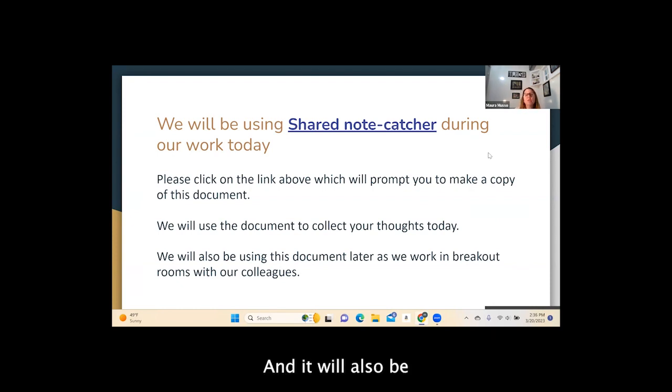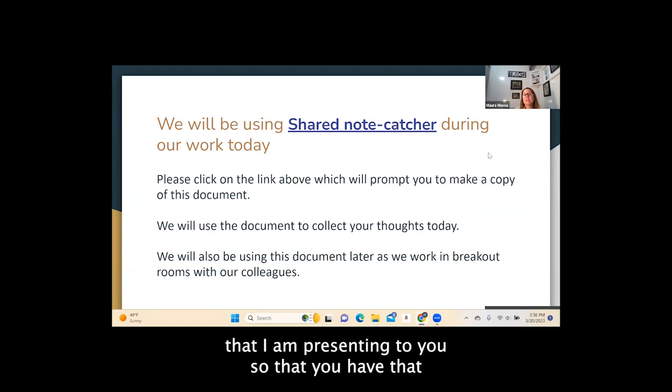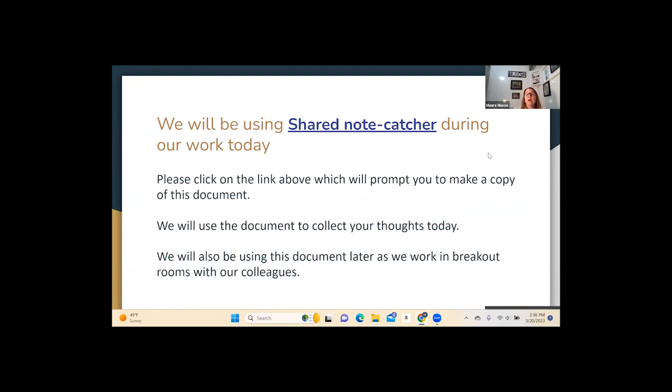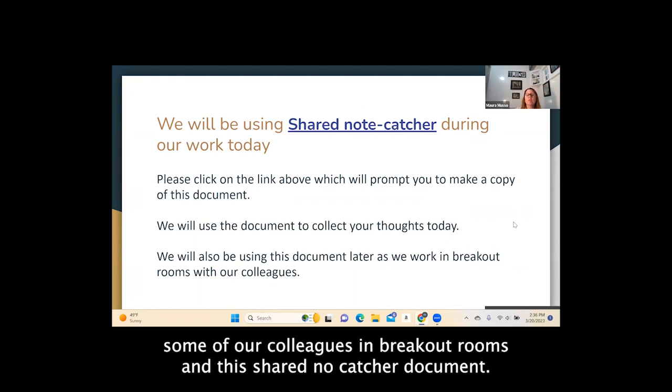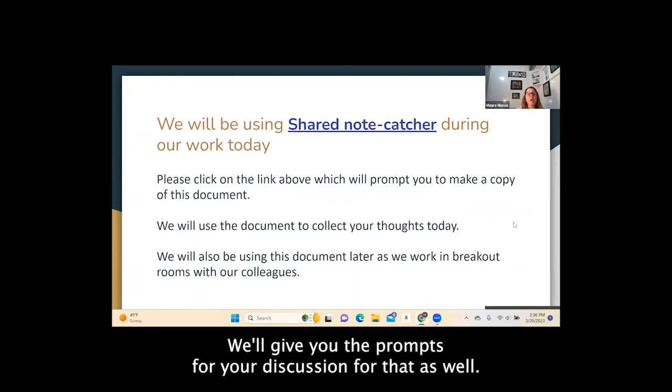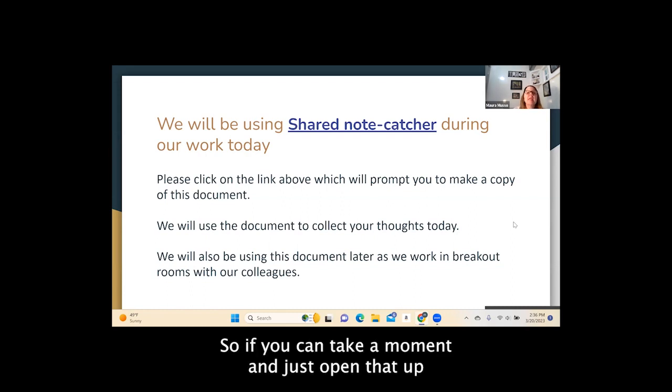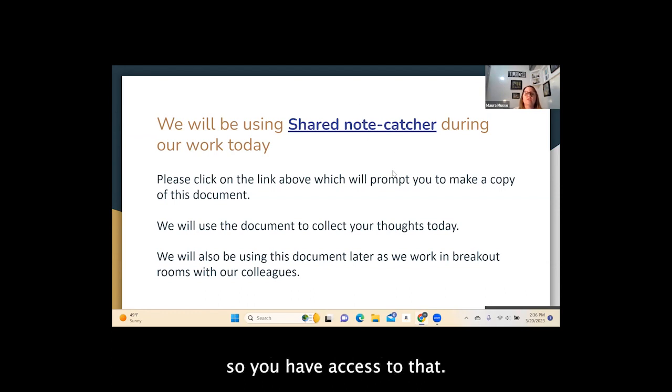And it will also be used to consolidate some of the information that I'm presenting to you so that you have that in a document to take away with you. We will also be at the end of our time together today working with some of our colleagues in breakout rooms. And this shared note catcher document will give you the prompts for your discussion for that as well. So if you can take a moment and just open that up so you have access to that.